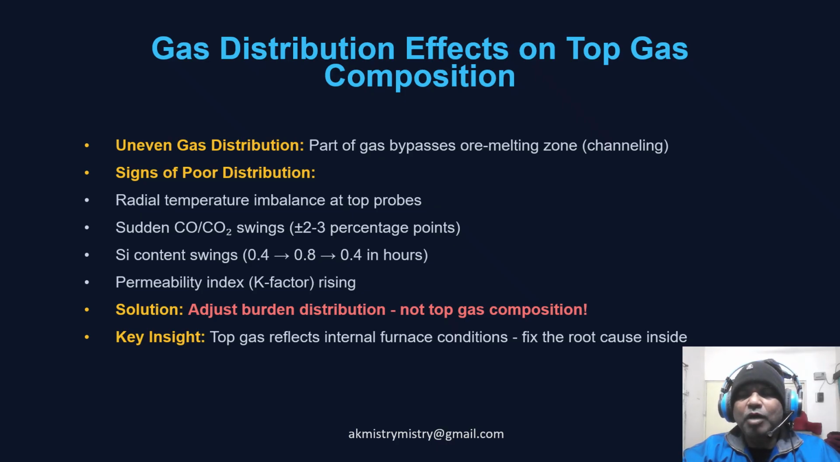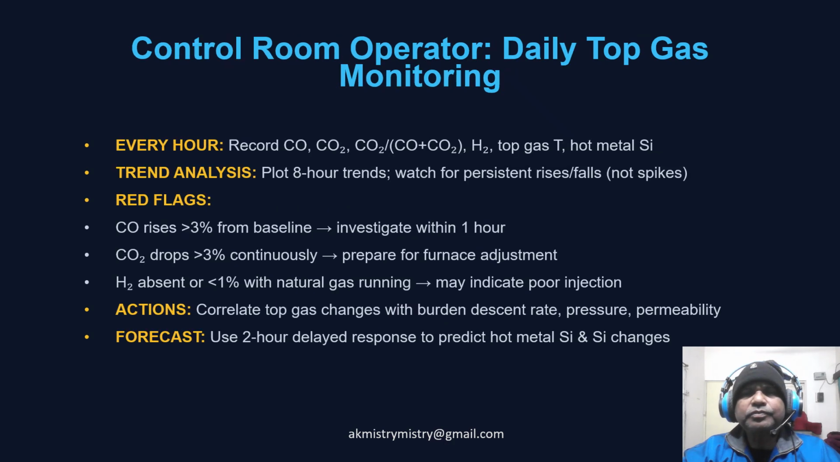For the control room operators, disciplined daily monitoring of top gas is essential. At least every hour, record CO, CO2, CO2 over CO plus CO2, hydrogen content, top gas temperature and hot metal silicon. We have to plot an 8 hour trend and focus on persistent rises or falls rather than isolated spikes.